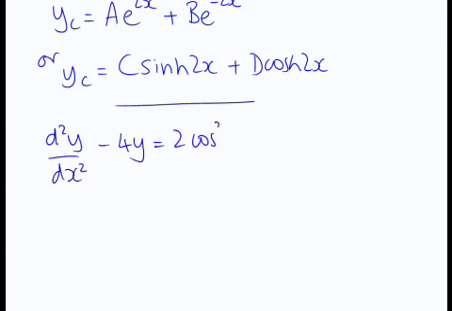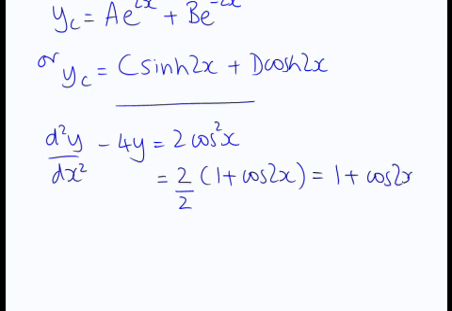First of all, I'm going to rewrite the right hand side of this equation using a trig identity. Cos squared of x is a half times 1 plus cos 2x. So in fact the right hand side can be written as 1 plus cos 2x. You'll see why I've done that in a moment. It makes finding the particular integral quite straightforward.